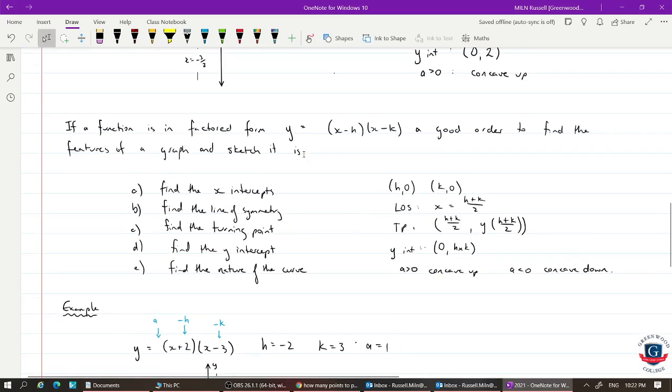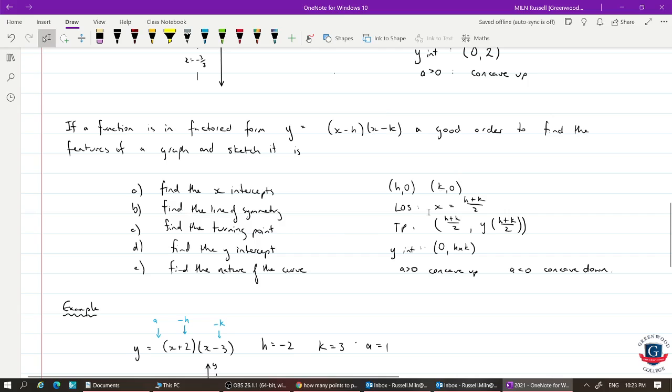Now, if it's in factored form, and I've used a really basic form of factored form in this case, where it's got x here with no coefficient, x here with no coefficient, and a value of 1 outside, a good order to do it is this: find the features of it, find the x-intercepts first, then the line of symmetry, then the turning point, then the y-intercept, then the nature of the curve. To find the x-intercepts, it's just going to be h and k, which is what I've done here.